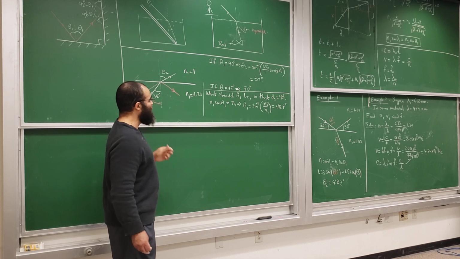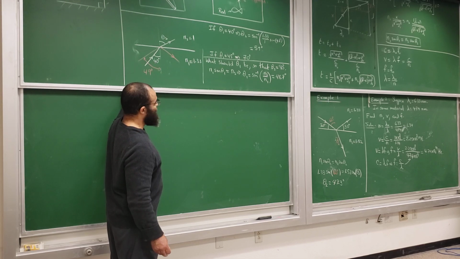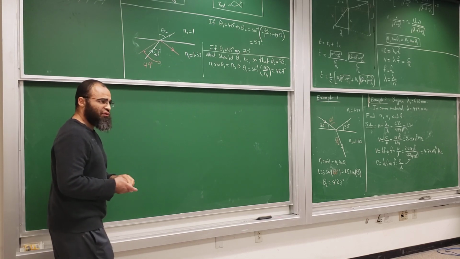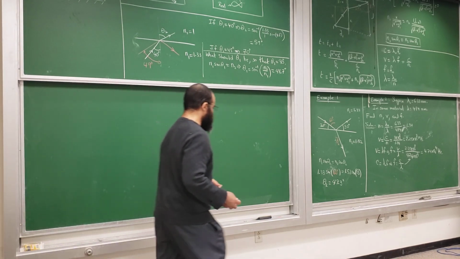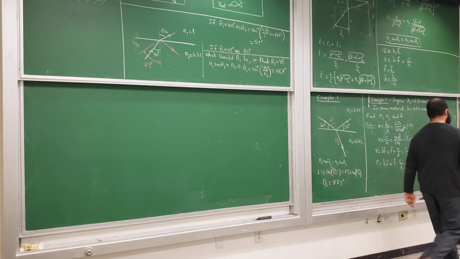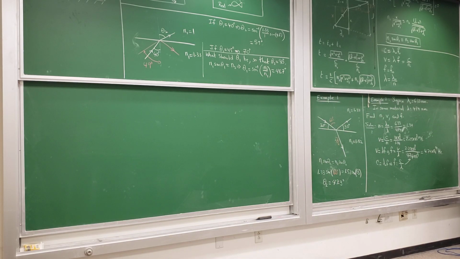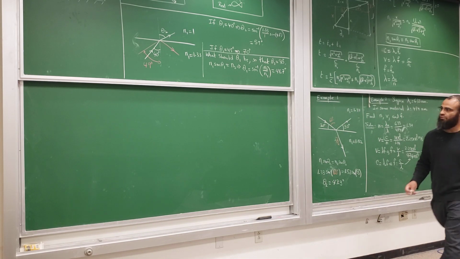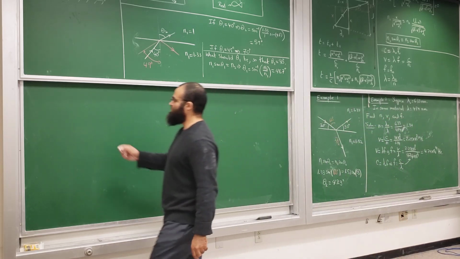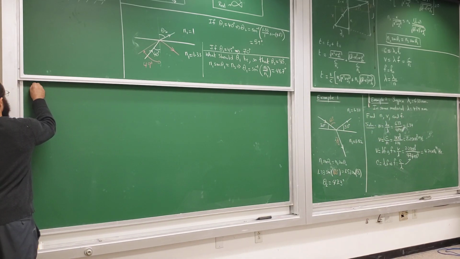Let's do the following. I'm going to ask you the following question. Suppose I have glass, 1.52. So here is glass, this example. We'll do 2 more and that's it.